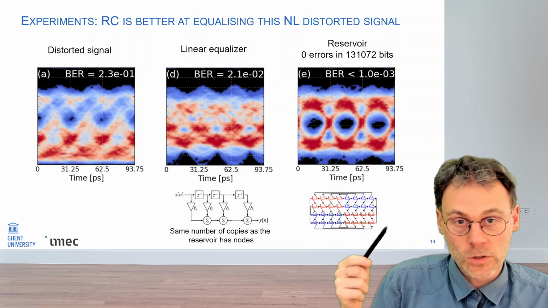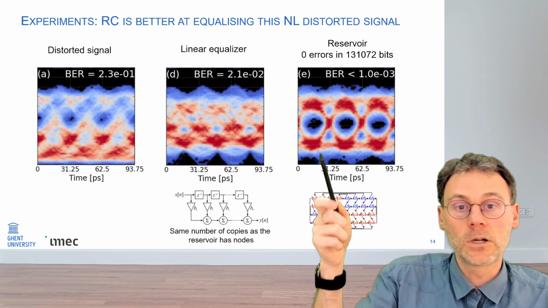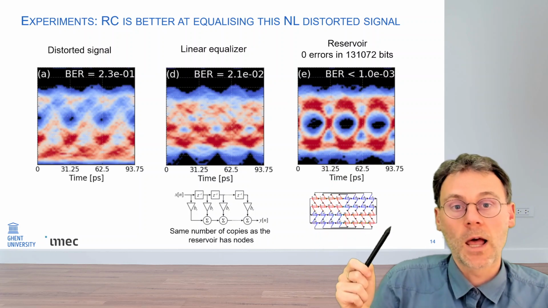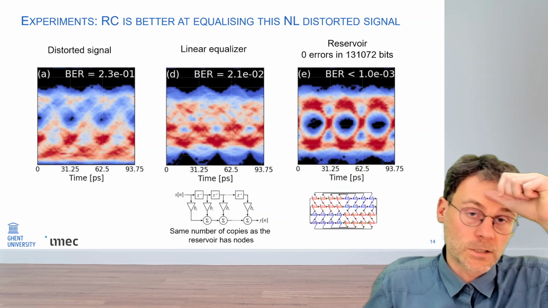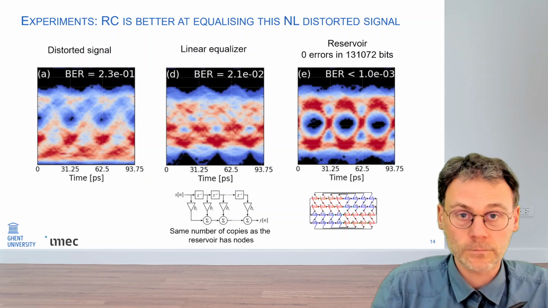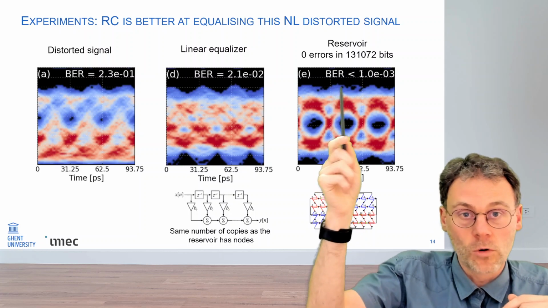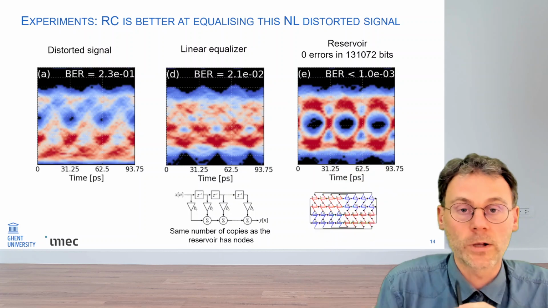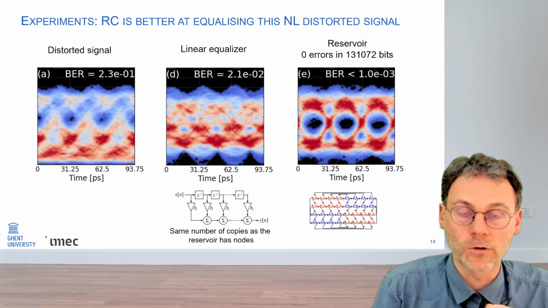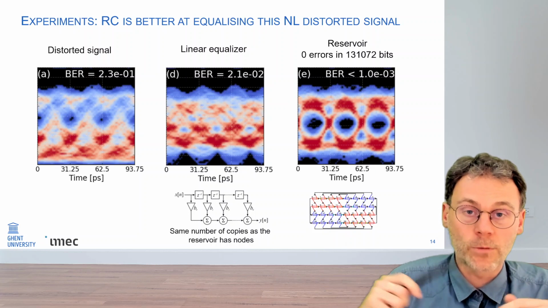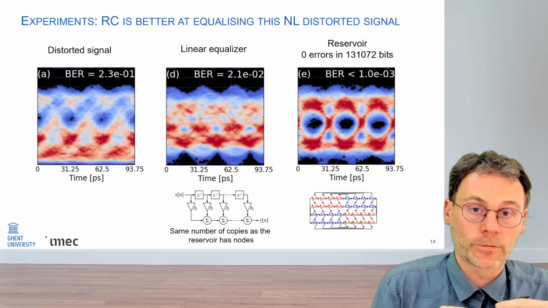But if you do use reservoir computing, which can also undo nonlinear dispersion, then you can clearly see that the eye opens up considerably. And basically, you do not get any error at all in the roughly 10 to the 5th bits that we send through this system, which then statistically translates into a bit error rate which is a lot lower than 10 to the minus 3, but we do not know at this stage how low it actually is. Just for 10 to the 5th bits, we do not have any error. So this clearly experimentally shows that we can do nonlinear dispersion compensation with this reservoir chip.